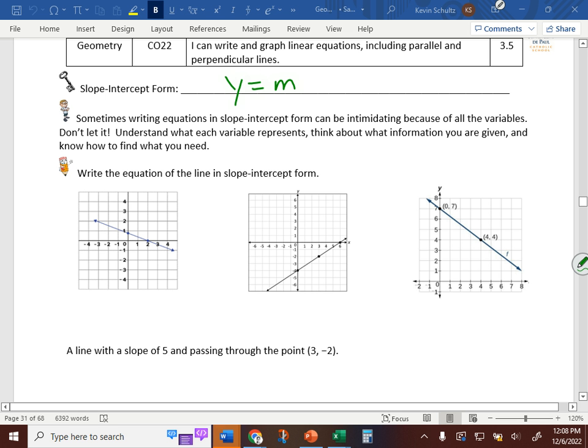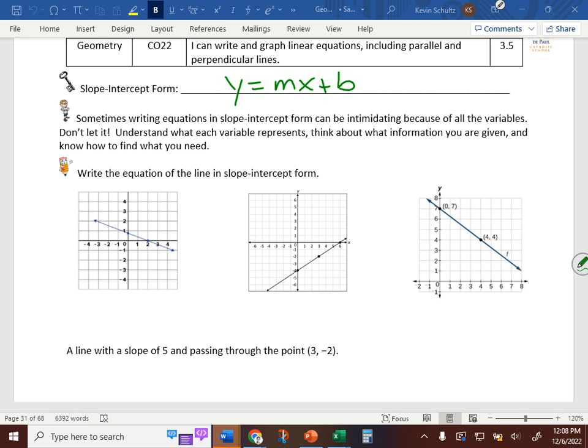Y equals mx plus b. Okay. In that equation, what is the m and what is the b? Rowan. I'm calling on you. In this equation, what does the m variable represent? The slope. Why do we use m to represent something that's slope, Damien?